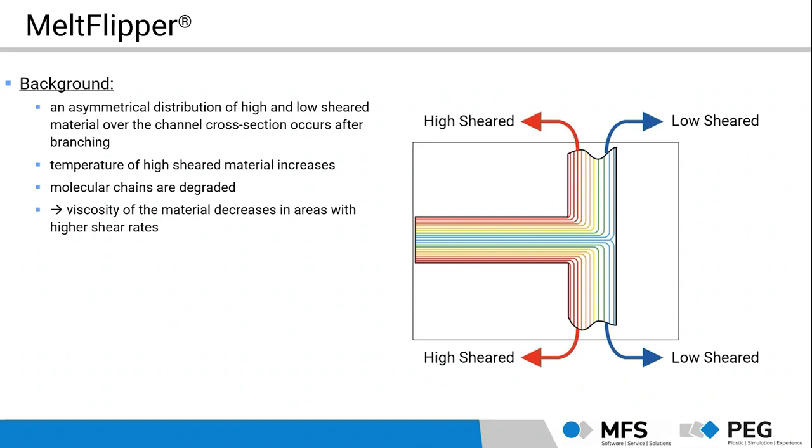So what happens when it comes to a branch or a split in the runner? We can see that in this picture. We get a non-uniform viscosity distribution over the cross-section of the channel with a, let's call it, left-right imbalance.